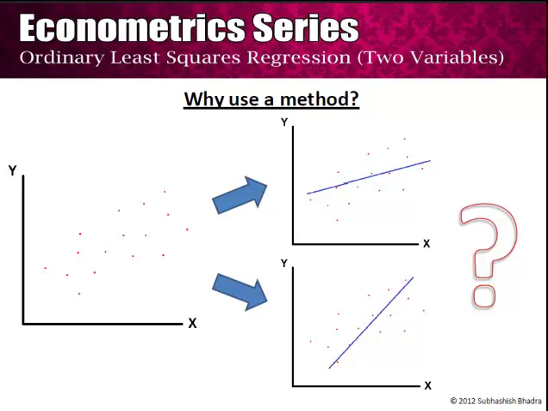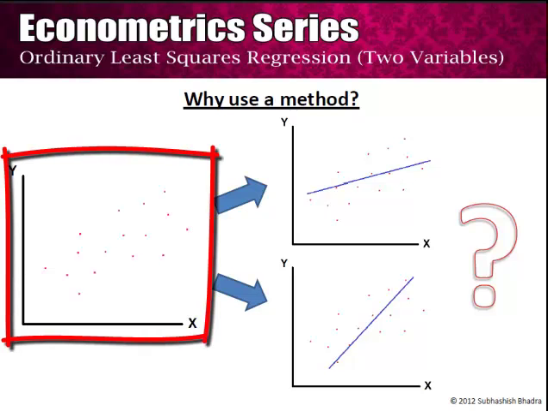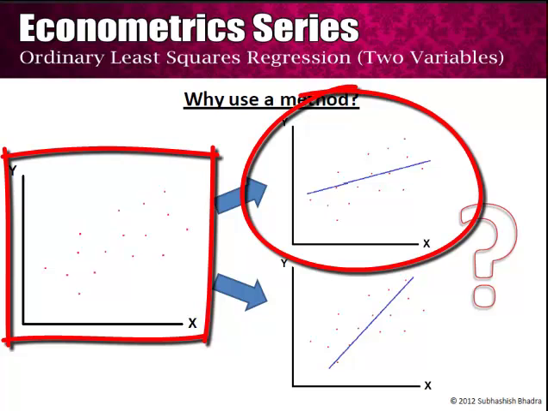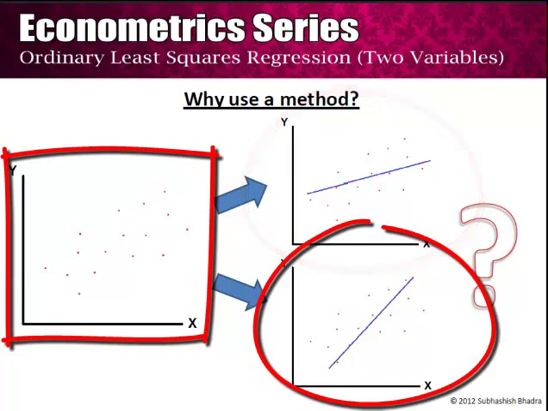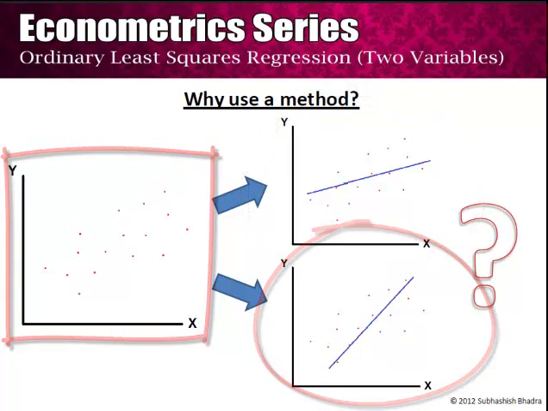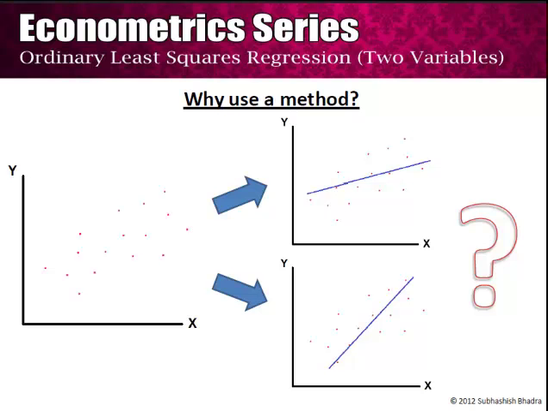So for example, if we are given a scatter of plots between x and y and we want to fit a line which best fits these points, then we can construct the points in several ways. For example, we can construct a relatively flat line like this one or a relatively steep line like this one. Now there are two issues with it. Firstly, if two different people construct the same line, they might construct different lines.